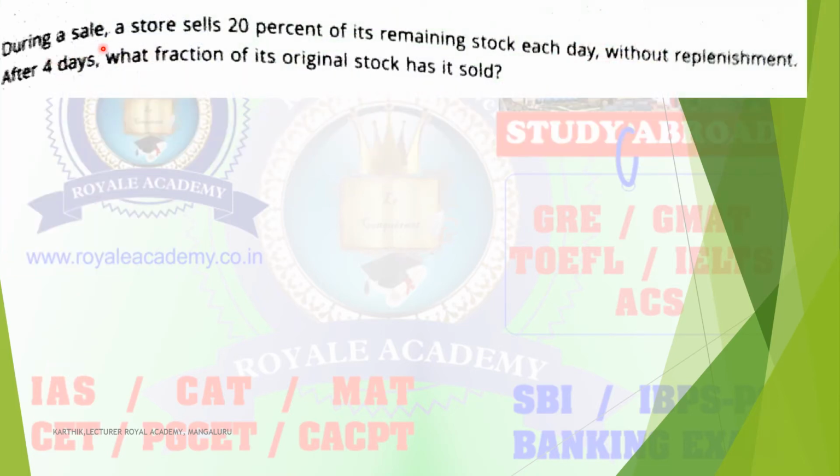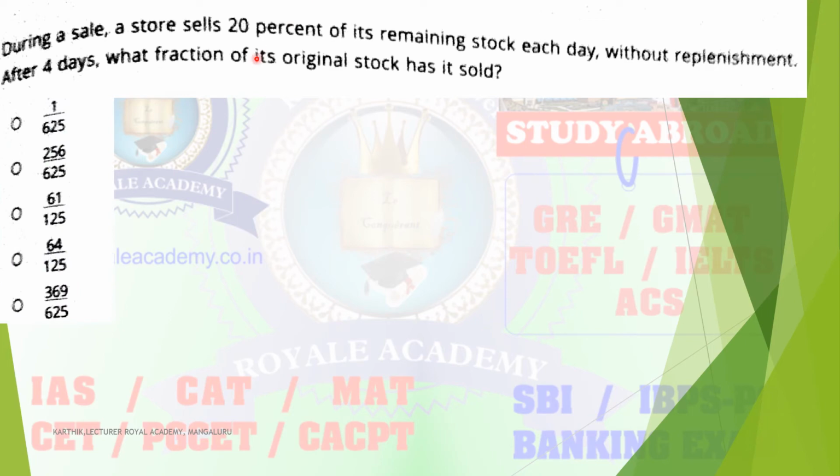Next one: during a sale, a store sells 20% of its remaining stock each day without replacement. After 4 days, what fraction of its original stock has it sold? Okay, so how to find out this type of problem? During a sale, a store sells 20% of its remaining stock each day. So each day, how much percentage does he sell? 20% of the remaining items. After 4 days, continuously selling for 4 days, how much fraction of the original stock has been sold?